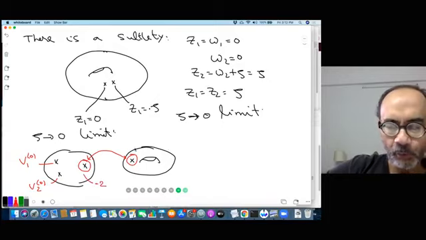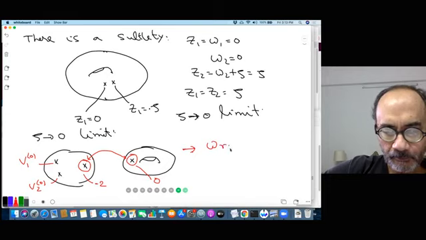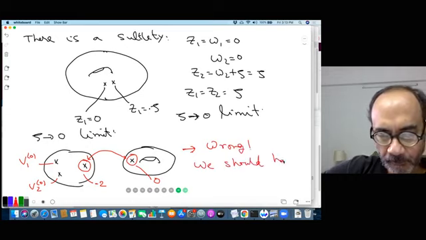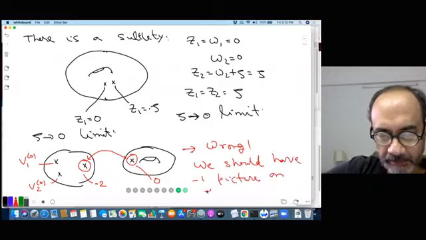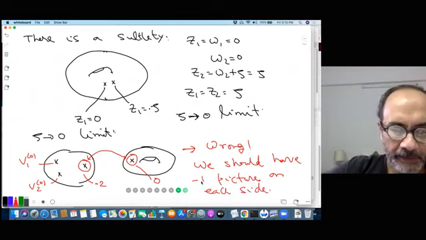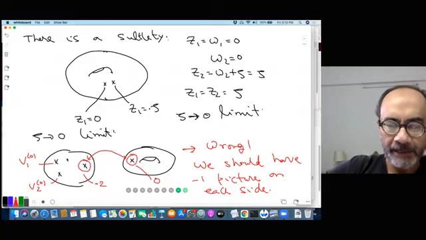Similarly, this is a torus. The total number of picture changing operators should be 0. That means this must be in the zero picture. So the pairing now is becoming between -2 and 0 picture, but this is of course wrong. We should have -1 picture on each side. So we have done something wrong by fusing the picture changing operators with the vertex operators. You can do it when they're far away, but it's not a valid operation when they're coming close.